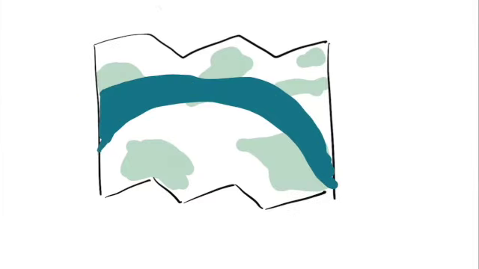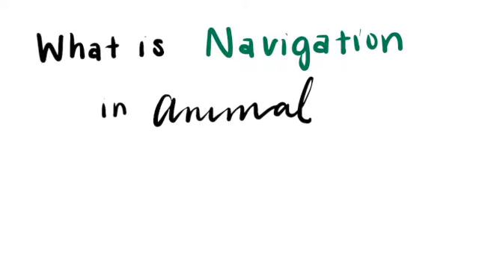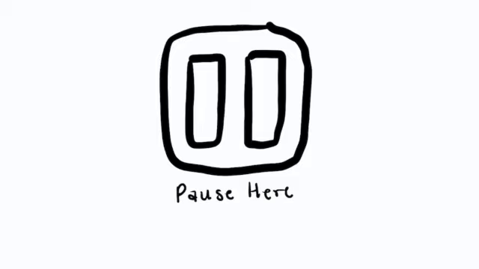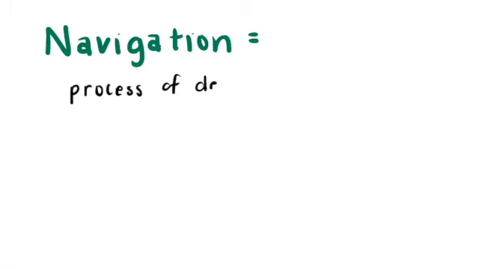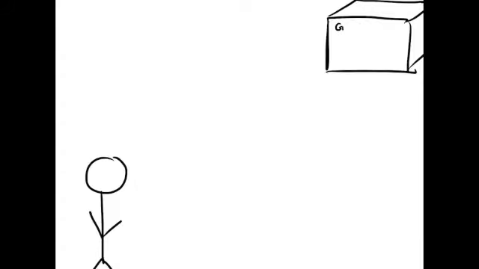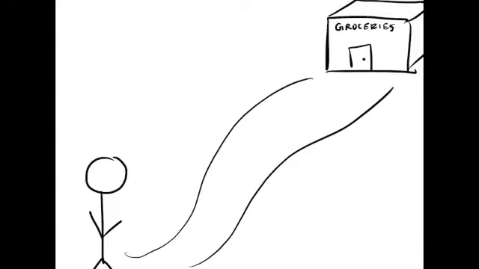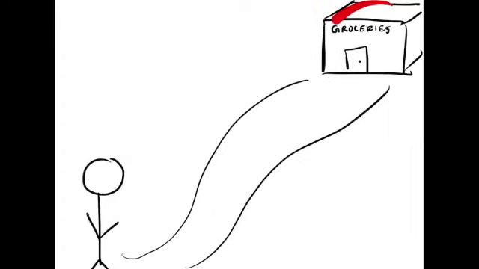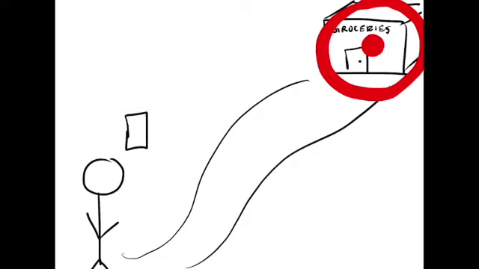Now that we have defined orientation, let's talk about navigation. What is navigation in the context of animal behavior? Navigation is a process of determining a particular location and moving towards it. Referring back to our human example, traveling from your house to the grocery store meets the requirements of navigation. You identify the store as a target location, and you use certain factors to guide yourself there.